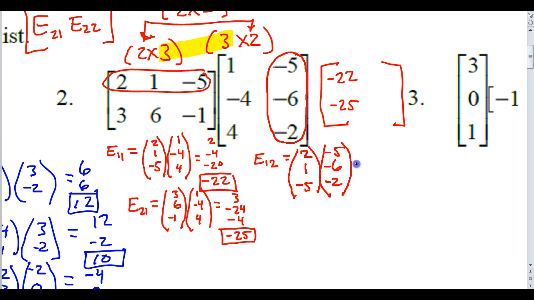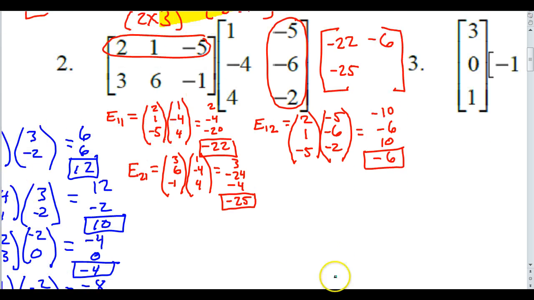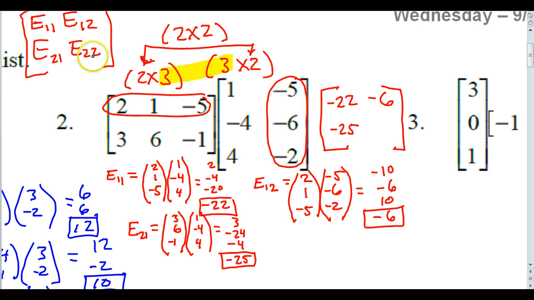If I multiply all that together, I get negative 10, negative 6, and positive 10. The positive 10 and negative 10 cancel each other out, so that's just going to leave negative 6. So element 1, 2, which is right there, is negative 6. Now, one more. We still need element 2, 2.